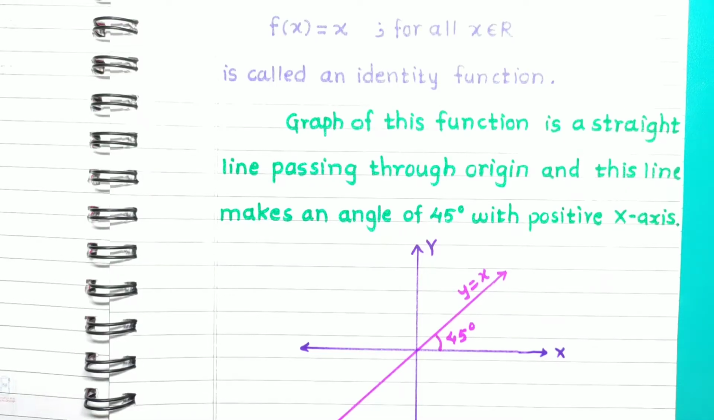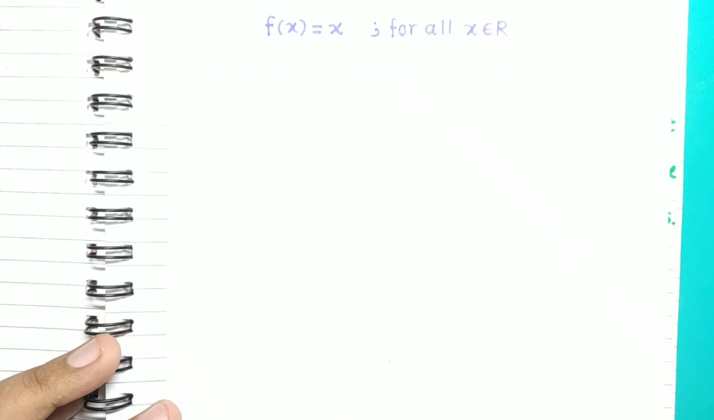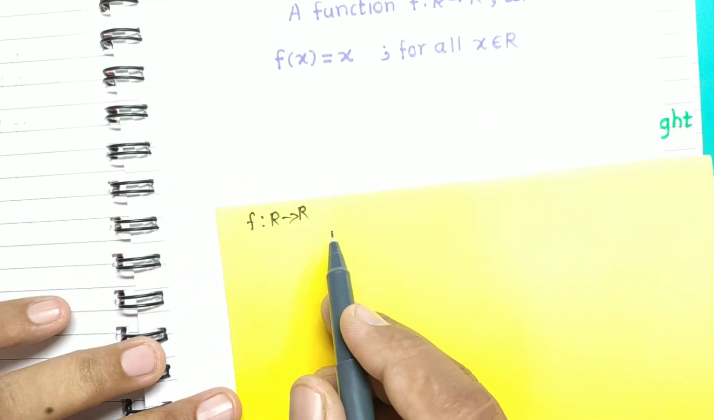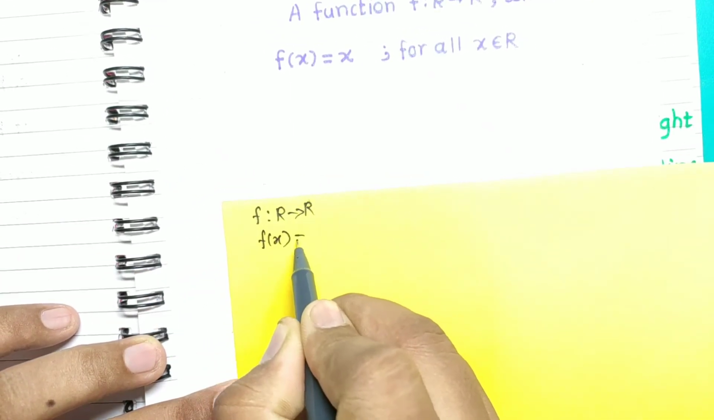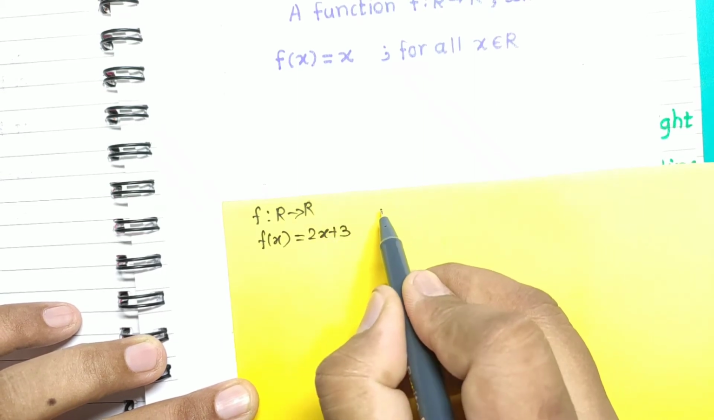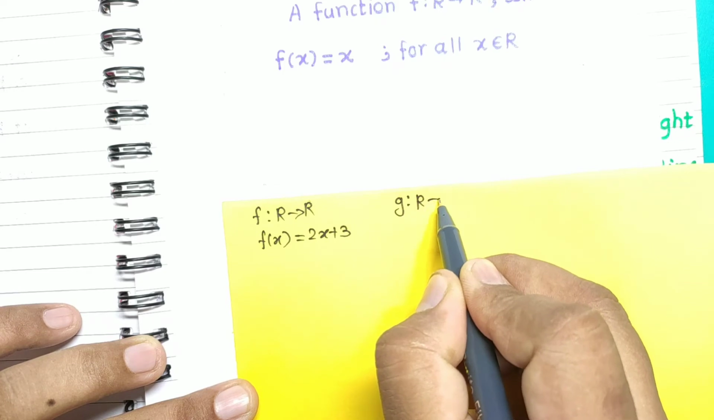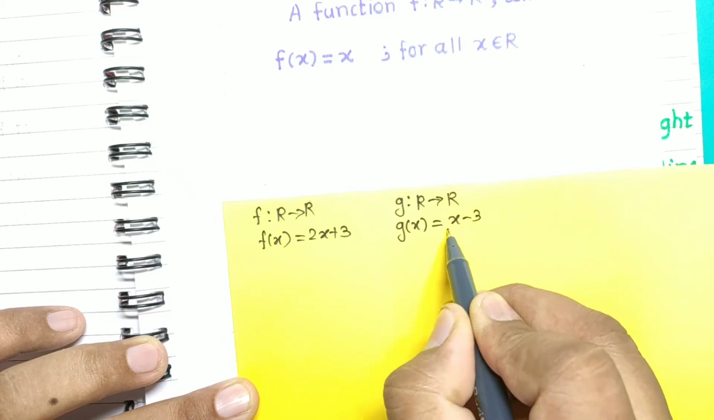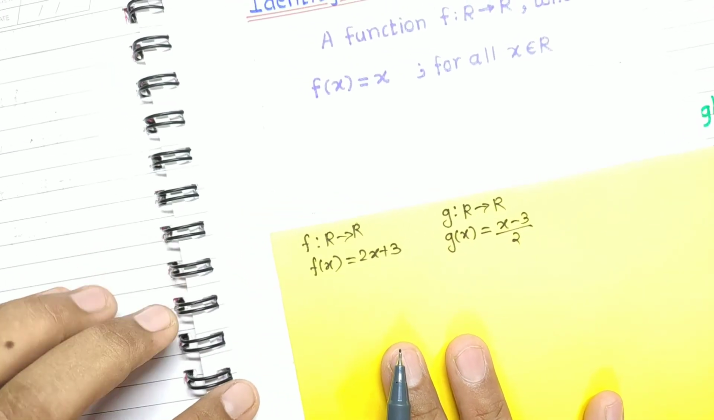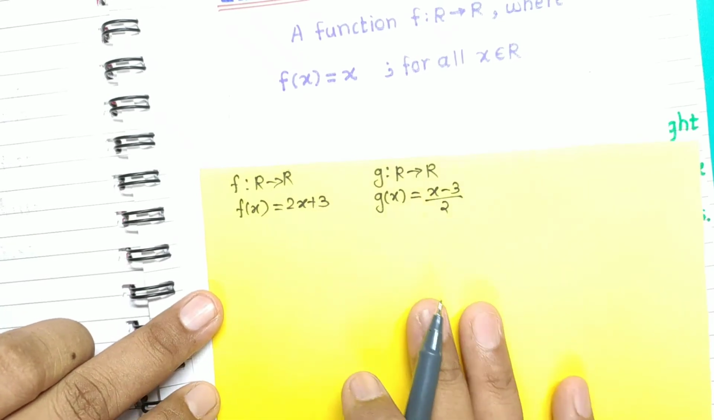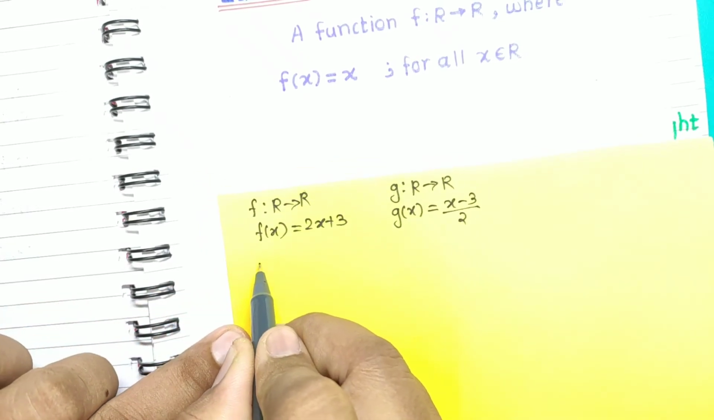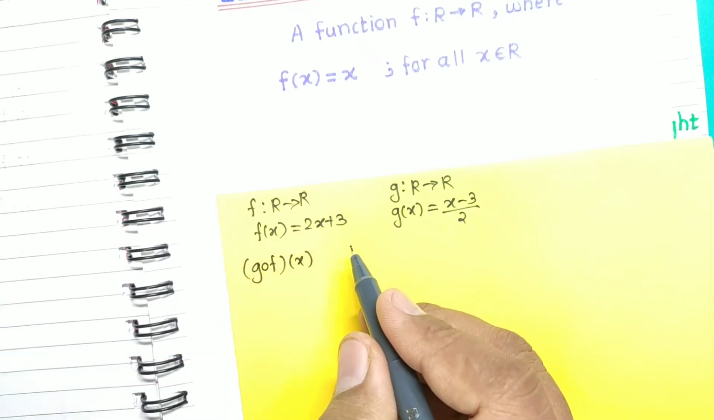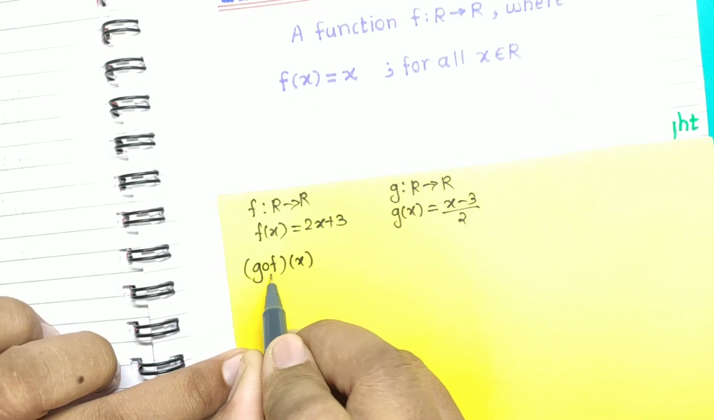Let's see an example of the identity function. For this, consider the function f from R to R defined by f of x is equal to 2x plus 3. And consider the function g from R to R given by g of x is equal to x minus 3 upon 2. For these two functions, let's find their composition. For composite functions, you can find a link in the description.